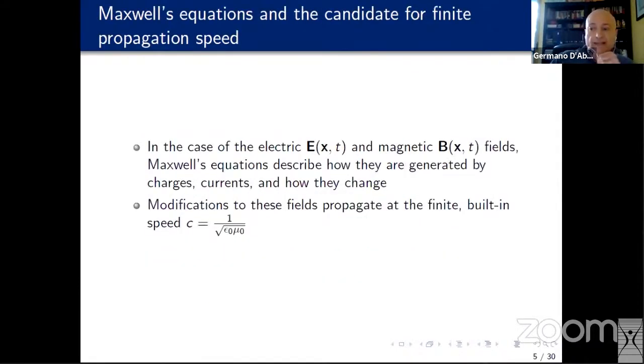For electric and magnetic fields, Maxwell's equations describe how fields are generated by charges and currents, and how they change in space and time. Maxwell's equations have a built-in velocity, obviously the speed of light. And this is also the speed at which the modification of the fields propagates in space. Obviously, this velocity became the most favorite candidate for a finite speed for all interaction between physical systems. And we know that later, Einstein showed that the speed of light is the maximum speed attainable in nature. And then the speed of light has become officially the speed of all fundamental physical interactions.